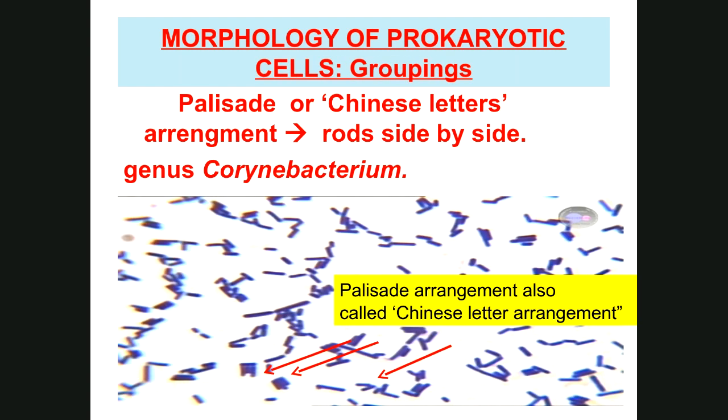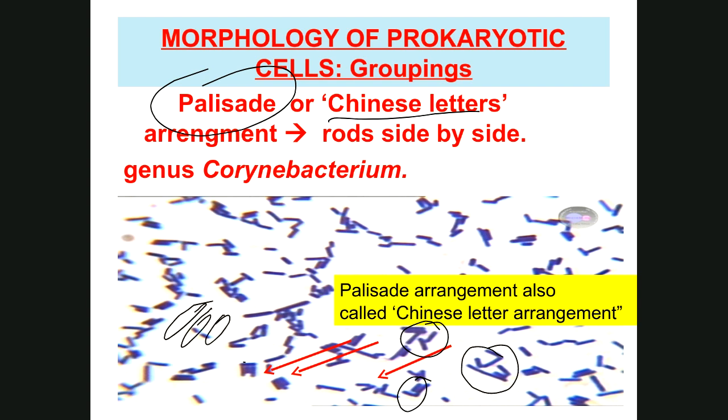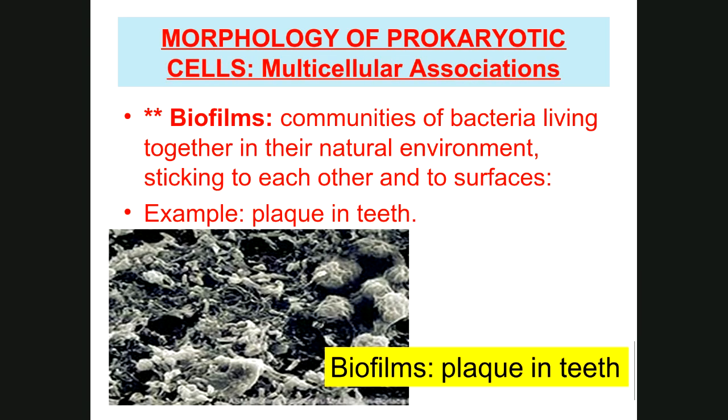Okay, so this is called a palisades arrangement. A nickname is Chinese letters, because some of them do look a little bit like Chinese letters. Do take a look at that, or this stuff right here. It's palisades, so that side-by-side arrangement is unique to the genus Corynebacterium. So some of these arrangements are unique to specific genera.